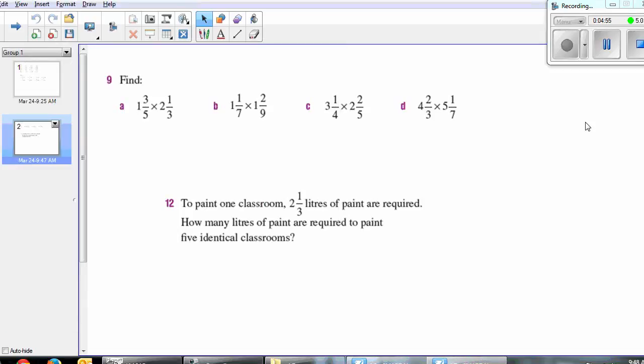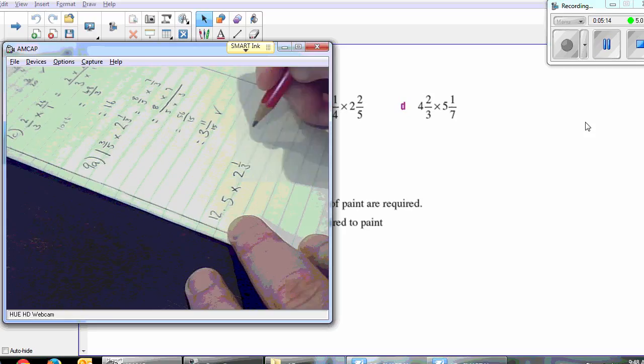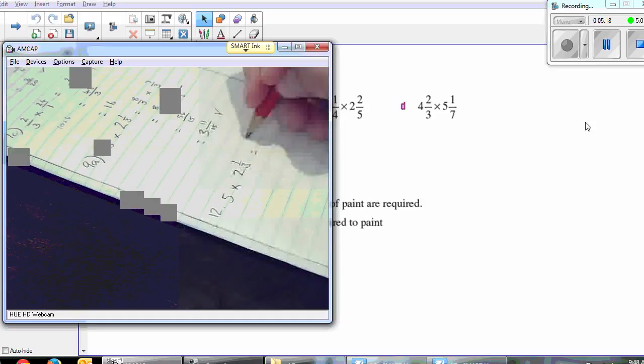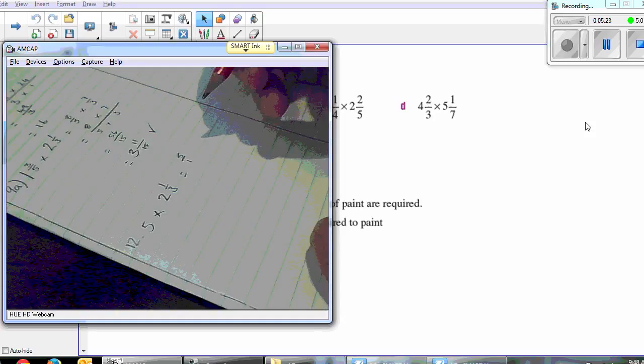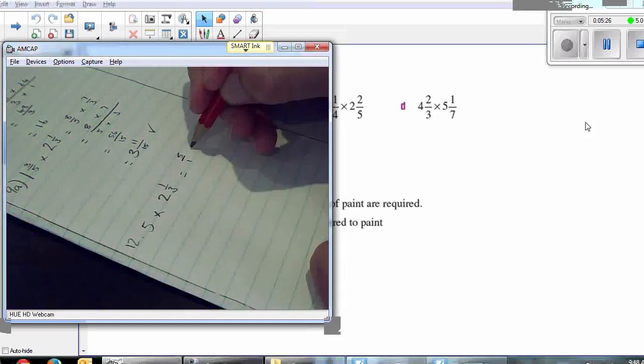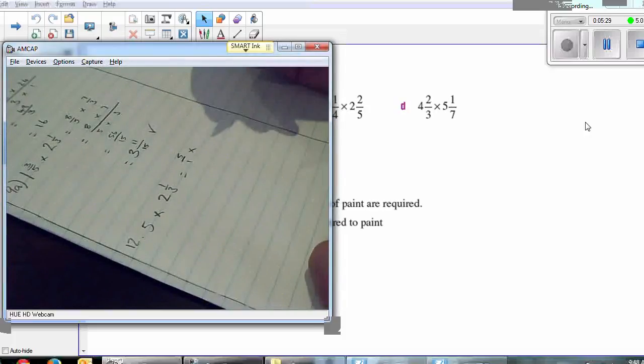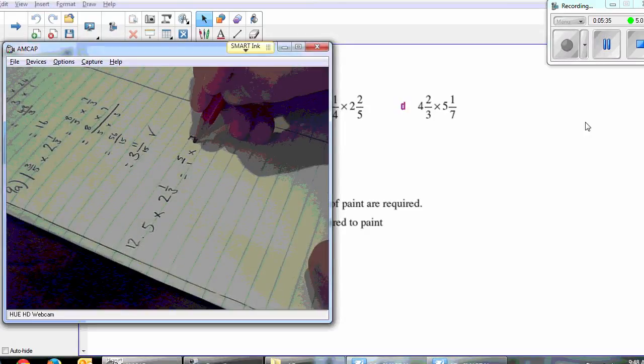Question 12. All right, a problem solving question. To paint one classroom, 2 1/3 litres of paint are required. How many litres of paint are required to paint 5 identical classrooms? Okay, well, we've got 5 times 2 1/3. All right, so we need to turn our whole number into an improper fraction, so we just put it over 1. Okay, and then we need to obviously turn our mixed number into an improper fraction. So 2 times 3 is 6, plus 1 is 7 over 3.